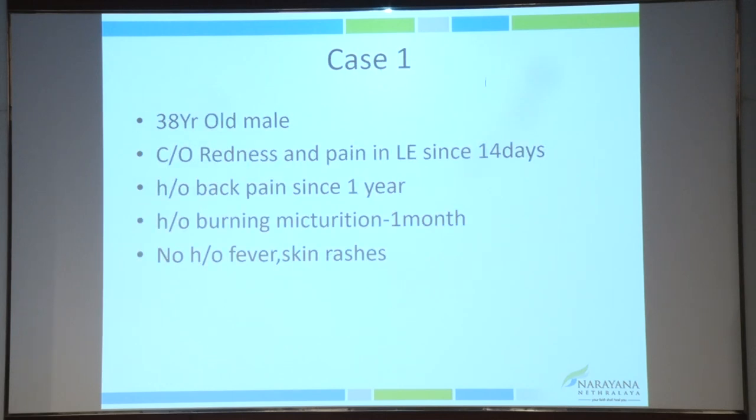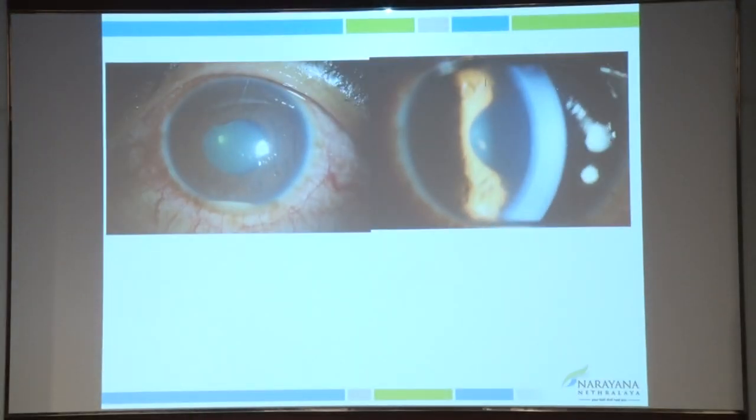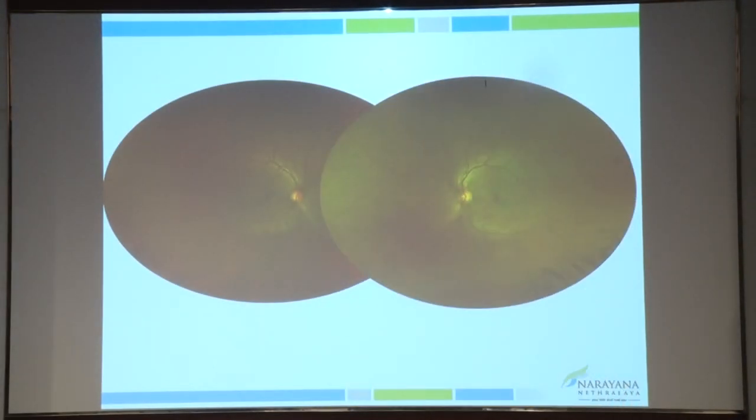We'll see a case example. The first case is a 38-year-old male who presented with redness and pain for 14 days, history of backache for 1 year, history of burning micturition, and no history of fever or skin rashes. Anterior segment examination showed circumciliary congestion, hypopyon, and anterior uveitis. Fundus examination was absolutely normal.